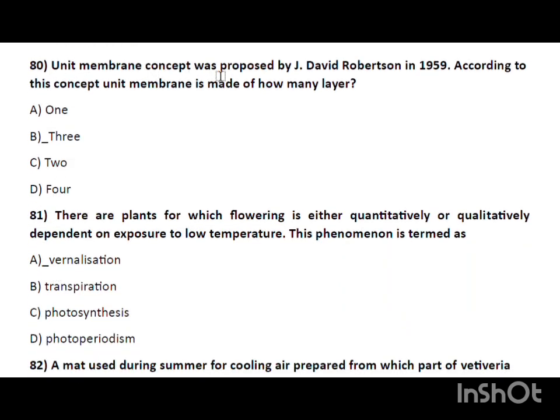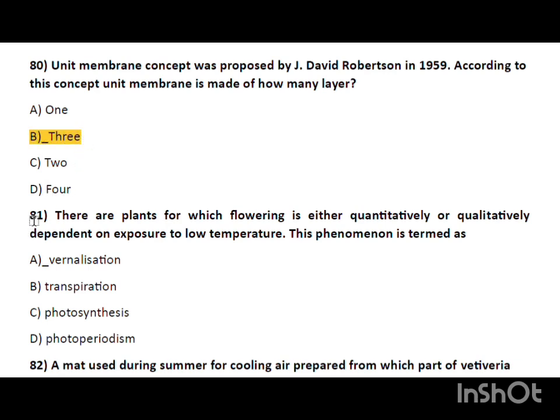Then question number 80. Unit membrane concept was proposed by J. David Robertson in 1959. According to this concept, unit membrane is made up of how many layers? Option A 1, option B 3, option C 2, option D 4. The correct answer is option B 3.